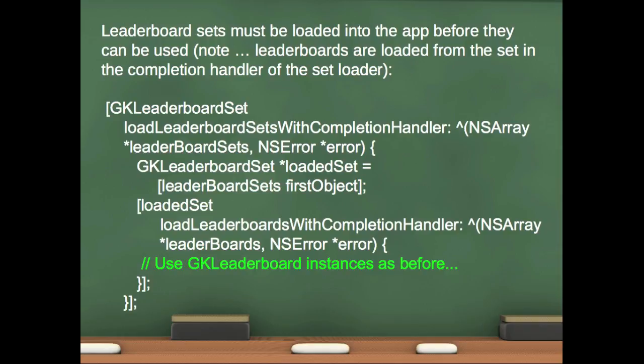Now we have a leaderboard set, and from that, we load leaderboards with a completion handler, and that completion handler actually does something with the set of leaderboards within the leaderboard set. So it's a block inside a block. The first completion handler registers the second completion handler. The second completion handler fires. We drop out of that code, and then we drop out of the loadLeaderboardSets completion handler code, and we're all set. No pun intended.